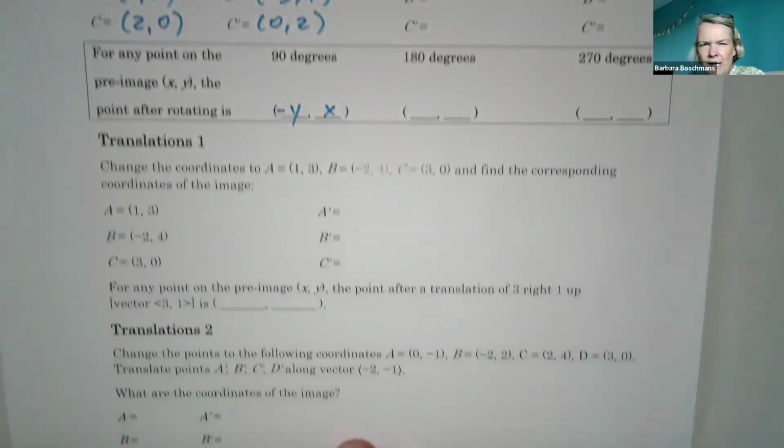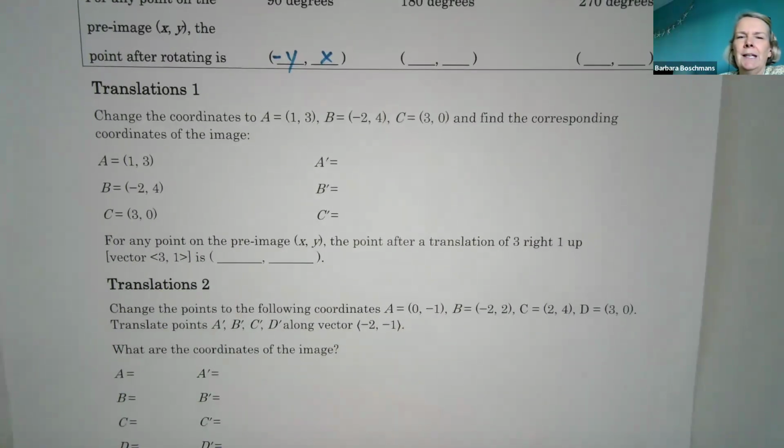The next one is translations. So I'll meet you back in GeoGebra after you have finished your rotations.